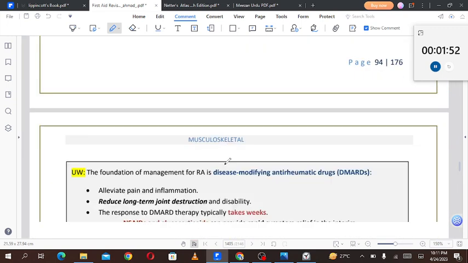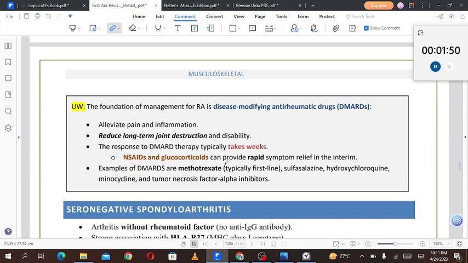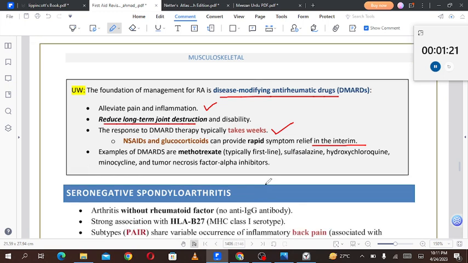Okay, so let's come back to the UWorld point. The UWorld point is that the foundation of management of rheumatoid arthritis is DMARDs, or disease modifying anti-rheumatic drugs. They alleviate the pain and inflammation and reduce the long-term joint destruction and disability. The response to DMARD therapy is typically going to take weeks. NSAIDs and glucocorticoids can provide rapid symptom relief in the interim. Examples of DMARDs are methotrexate, typically first line, sulfasalazine, hydroxychloroquine, minocycline, and tumor necrosis factor alpha inhibitors.